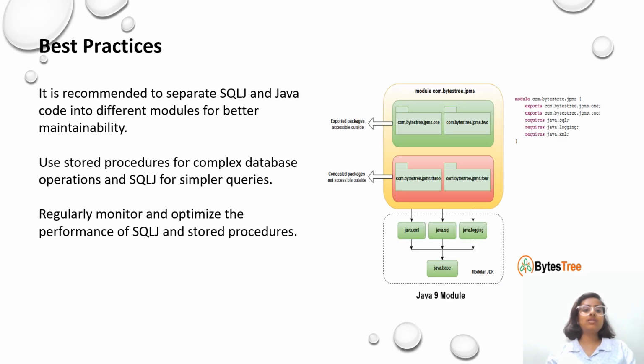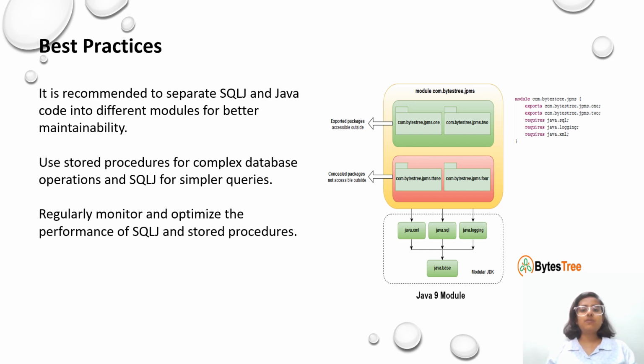Next is best practices. It is recommended to separate SQLJ and Java code into different modules for better maintainability. Use stored procedures for complex database operations and SQLJ for simpler queries. Regularly monitor and optimize the performance of SQLJ and stored procedures.